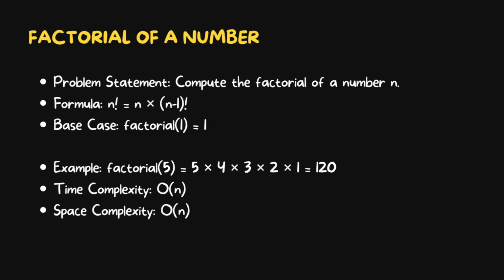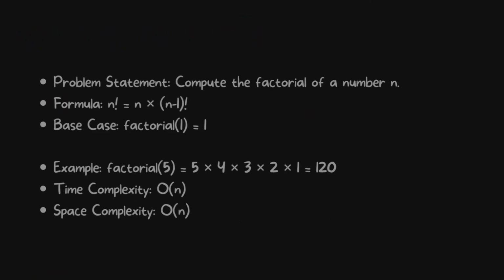The factorial of a number n is the product of all positive integers from 1 to n. The recursive formula is n factorial equals n times (n minus 1) factorial. The base case is factorial of 1 equals 1. So for example, for the factorial of 5, we need to print the output 120, as 5 times 4 times 3 times 2 times 1 equals 120. Time complexity is O(n) and space complexity is O(n).